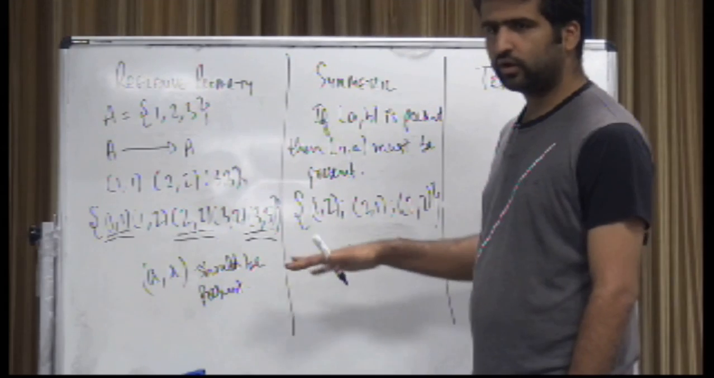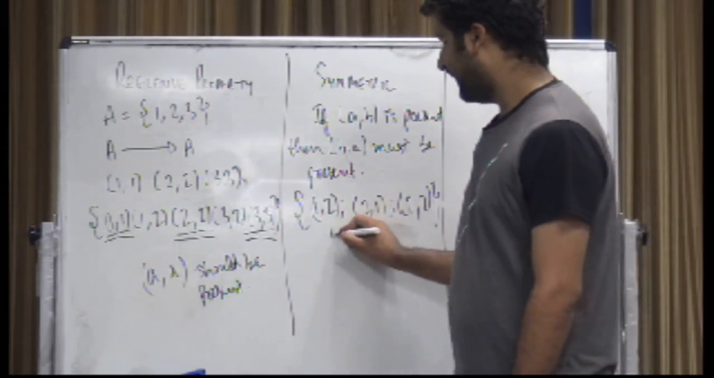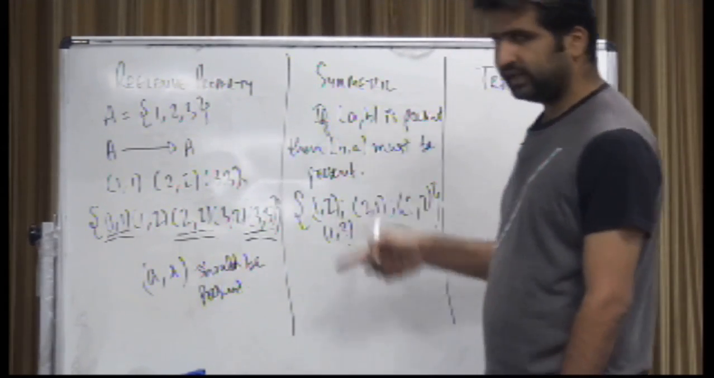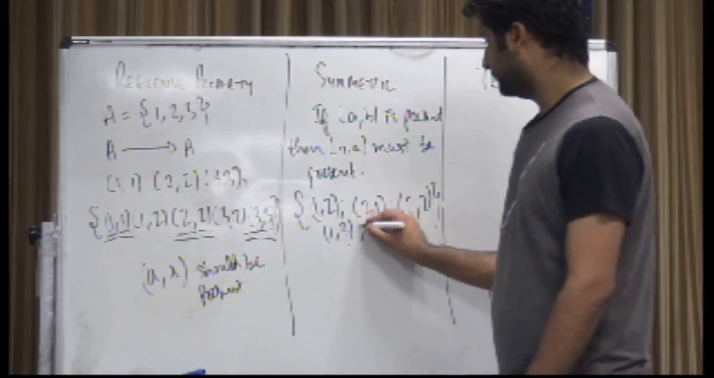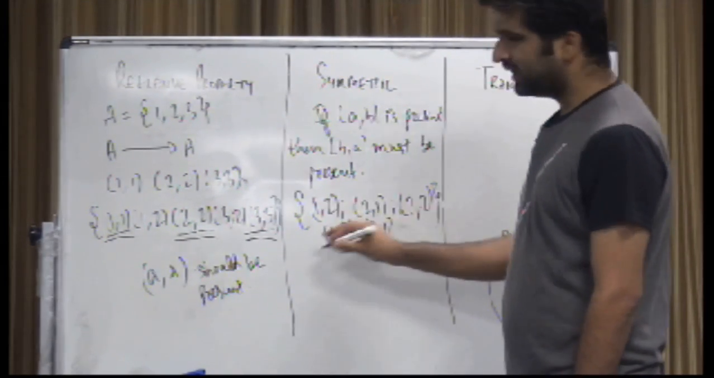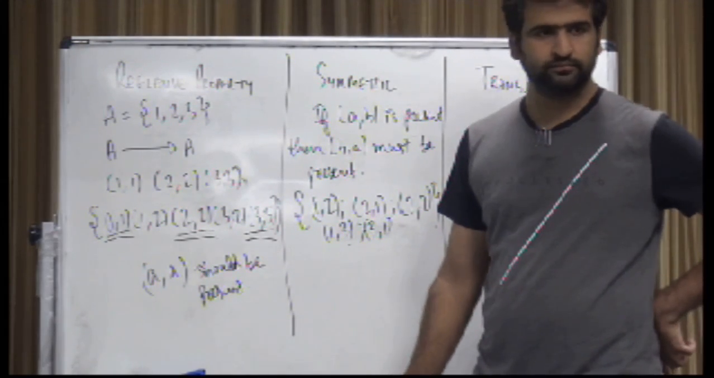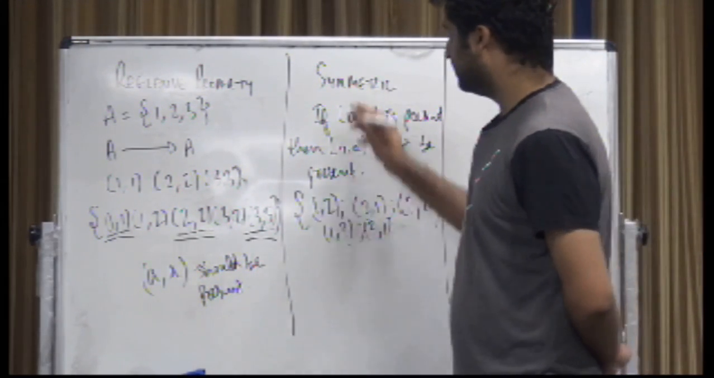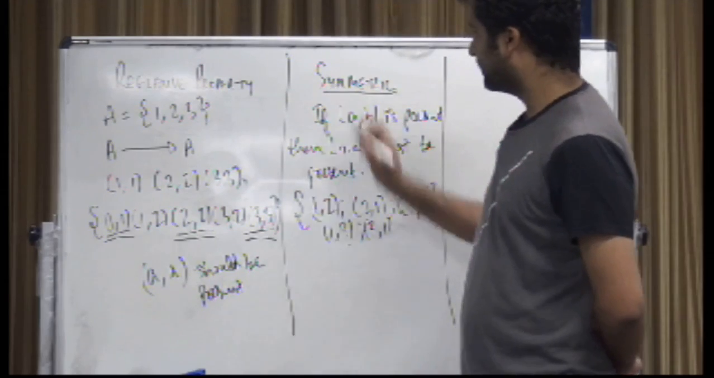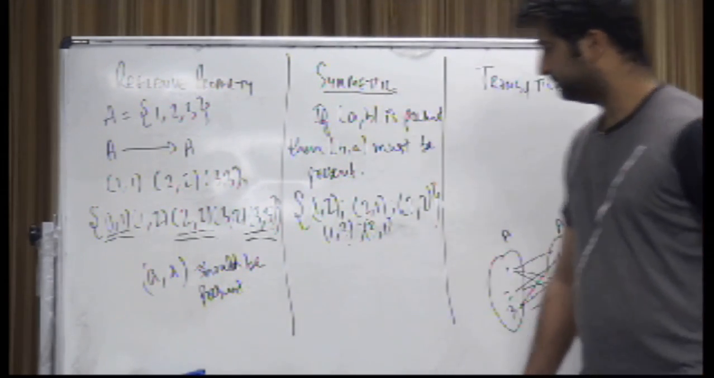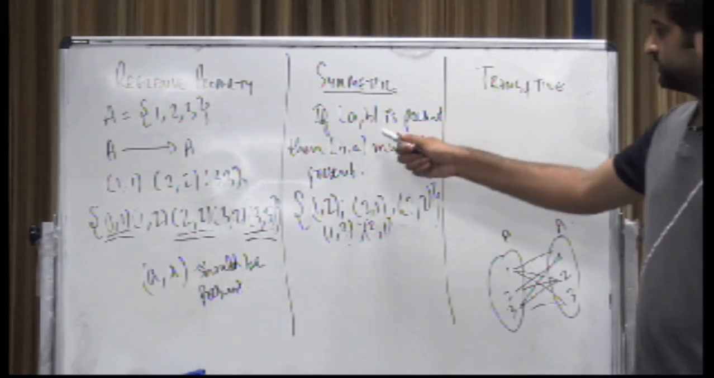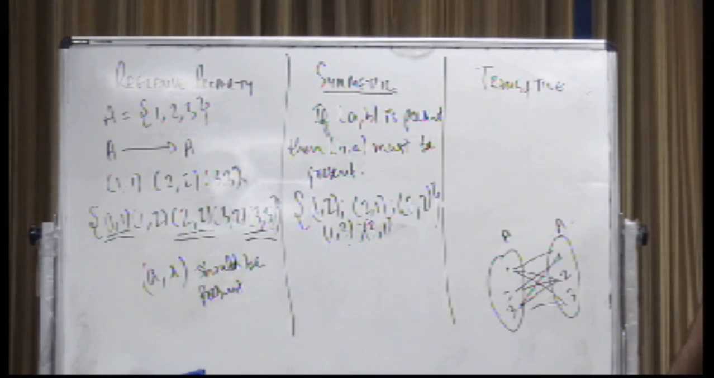They can be here or they cannot be here. But if I write 1 comma 3 here, then 3 comma 1 should be here. If I don't write 1 comma 3, then it's okay. Understood? Are you getting it? So in this case, it satisfies the symmetric property of relations. If A comma B is present, then B comma A should be present.